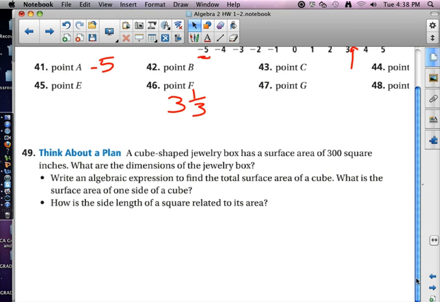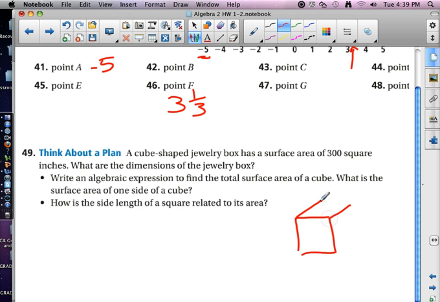Down here, number 49, it says we've got a cube-shaped jewelry box. So the first thing you need to do is think of what a cube is.